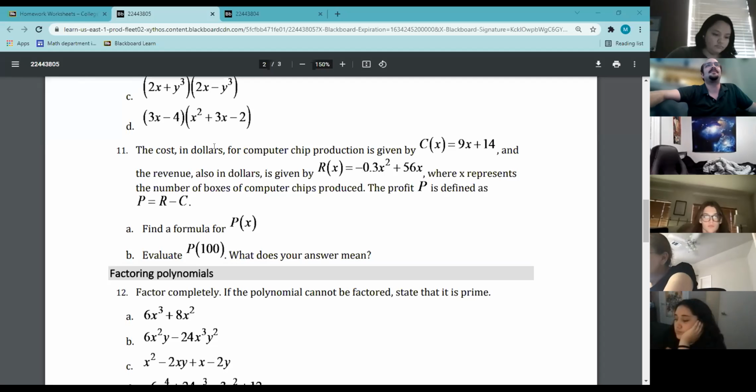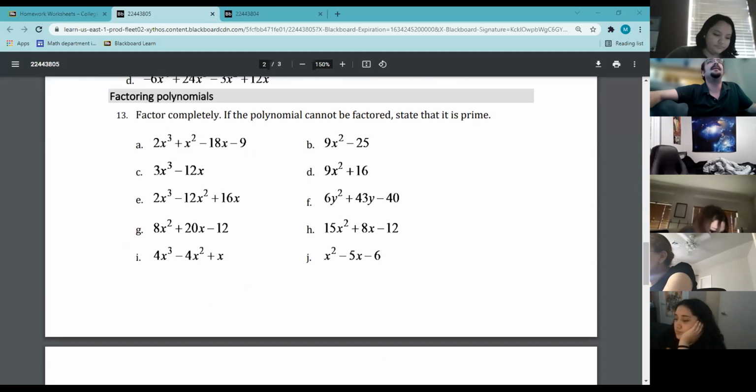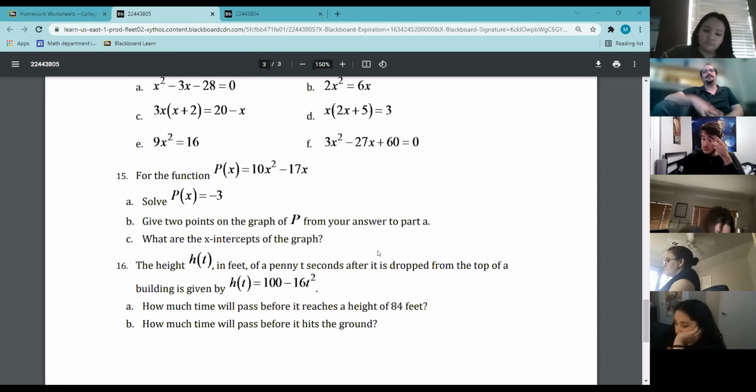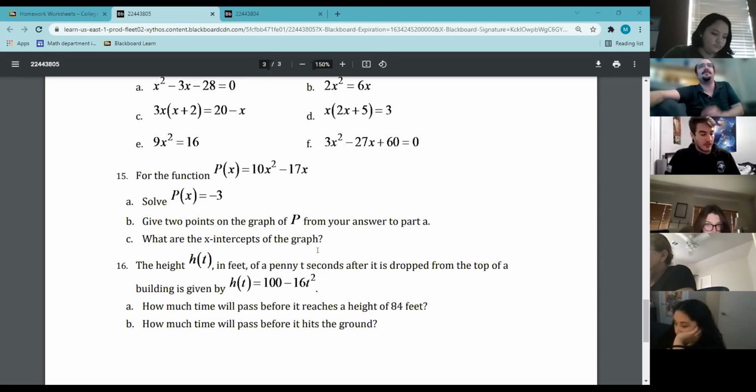But I want to do 11, which is this cost in dollars. I want to do 13, A, D, and E. And I want to go to 14. I want to do A, B, E. So I will put that in the chat, but those are the next few I really want to look at. 11, 13 A, D, E, and 14 A, B, E. And then we will look at 15 as the last one. If you don't get to it, you can do it while I'm doing it, I guess. 15, I'll throw 15 in there.